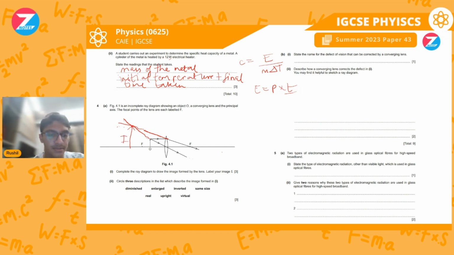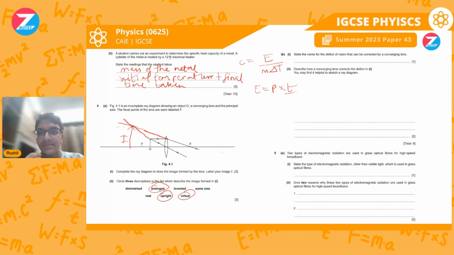Click three descriptions in the list which describe the image formed in I. So this, we can very clearly see it's larger than the original object, so enlarged. It's upright because it's standing upwards. It's not been inverted, as it would have been if it had been formed on the right side of the lens. So we can say it's upright, and it's virtual because it's being formed on the same side as the lens, and the lines aren't actually intersecting at this point. They just appear to be intersecting at this point from where they're approaching. So that's why it's virtual.